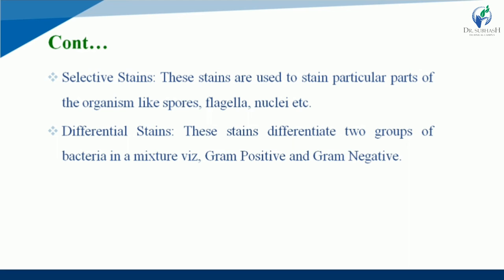The last one is differential stain. What is a differential stain? These stains differentiate two groups of bacteria in a mixture, for example, gram positive and gram negative. So this type of stain differentiates two groups of bacteria in a mixture. This stain differentiates gram positive as well as gram negative species.